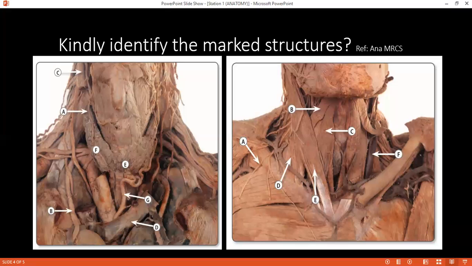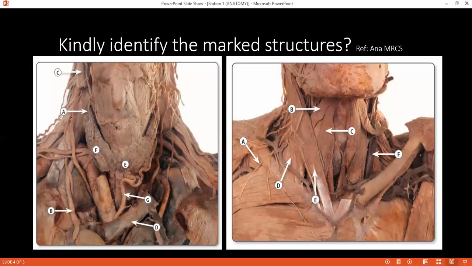During deglutition, when we are making this movement, the pretracheal fascia, which is attached to the thyroid gland as well, is lifted upwards. So when the hyoid bone moves upwards, the thyroid cartilage moves up, so the thyroid gland also moves upwards.